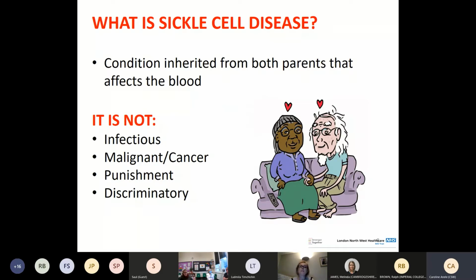Sickle cell disease is a condition inherited from parents that affects the blood. It affects the part that makes the blood red, called hemoglobin. It's not infectious, so you can't catch it. It's not malignant or a cancer. It's not witchcraft. It's not punishment, and it's not discriminatory.